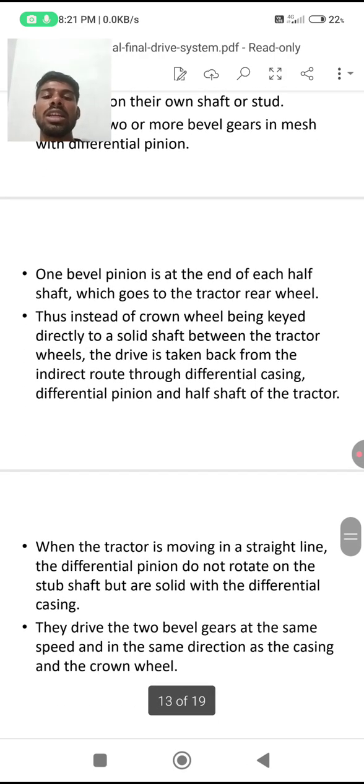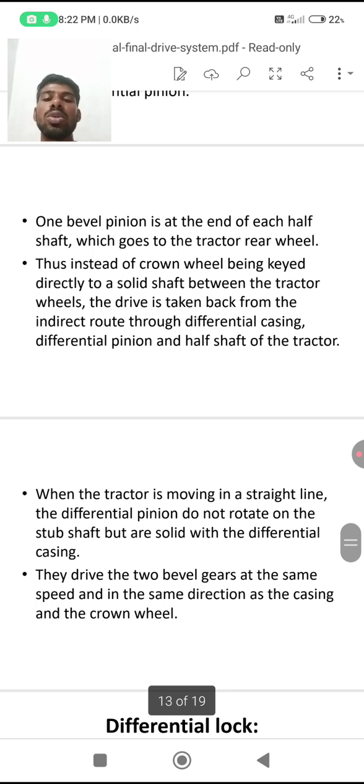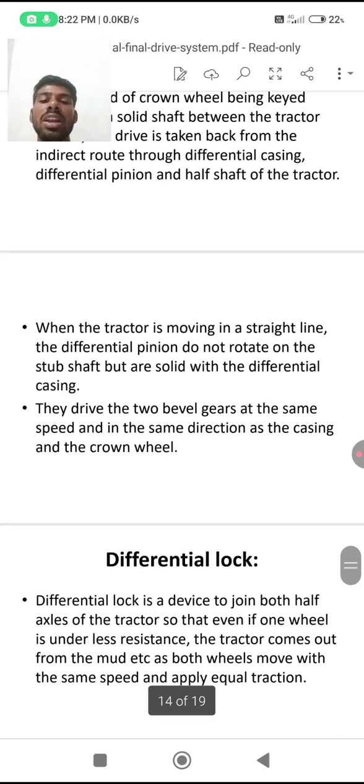When the tractor is moving in a straight line, the differential pinions do not rotate on their axes but are locked solid with the differential casing. They carry the two bevel gears at the same speed and in the same direction as the casing and the crown wheel. Differential lock.